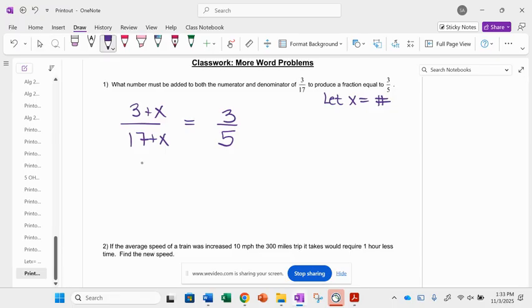So now I cross multiply and I get 5 times the quantity of 3 plus x equals 3 times the quantity of 17 plus x. And if we solve this, we will get x is equal to 18.